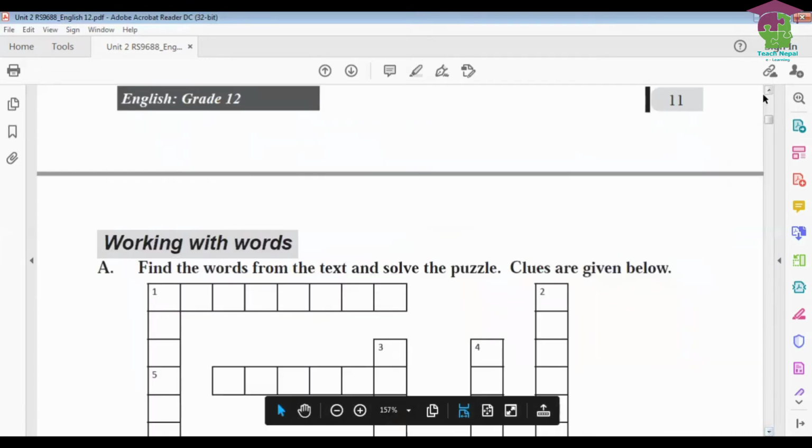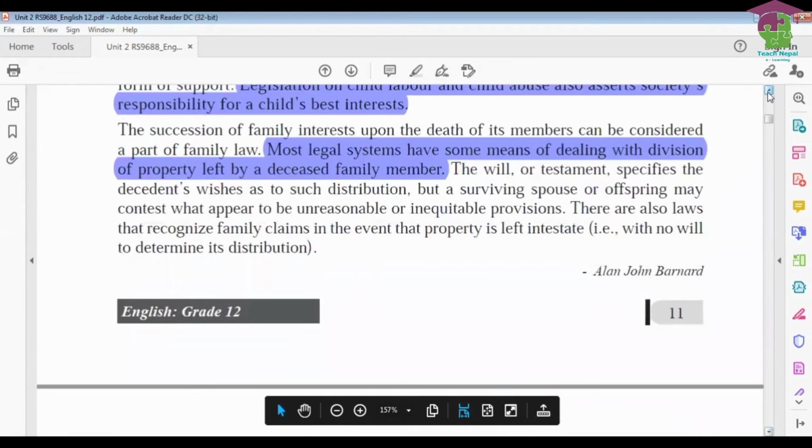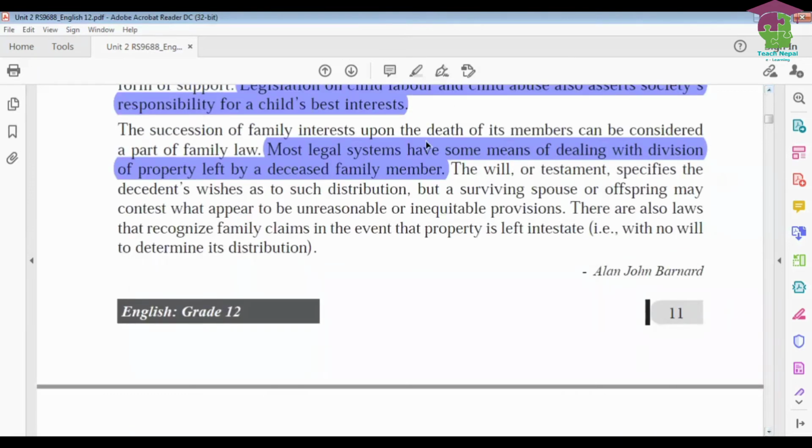The succession of family interest upon the death of its members can be considered as a part of family law. That means after the death of the family members, how the succession of family interest is transferred, right? Most legal systems have means of dealing with division of property left by deceased family members. That means the property of the family members who have died. Most legal systems have some means of dealing with it, in one way or another.